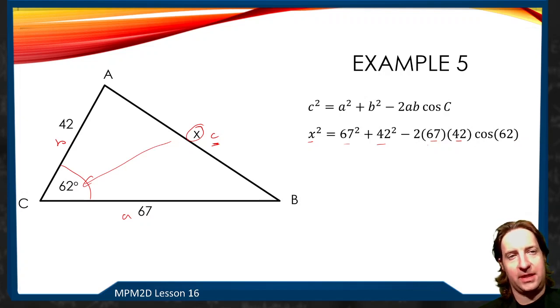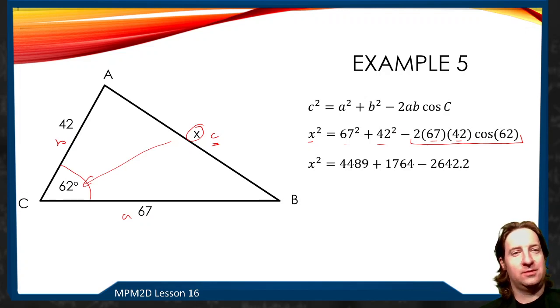That's the first big mistake you can make, that we put the things in the wrong spot. Now, the other mistake is evaluating this. Remember, we have to follow BEDMAS. So this cos of 62 is just a number. We got to be careful that we multiply these four numbers: 2, 67, 42, and cos 62, which is just a number. So you multiply that first, and then subtract it. When you plug it in, it's a good idea to do all that first. So we square 67, square 42, and then multiply all these numbers together, and then write that as a subtraction.